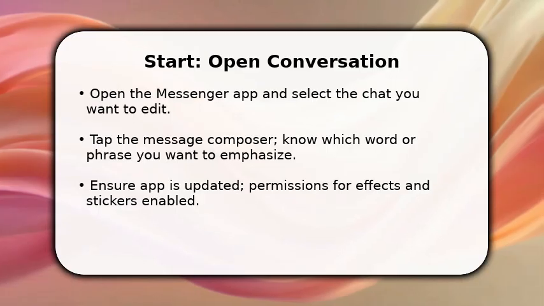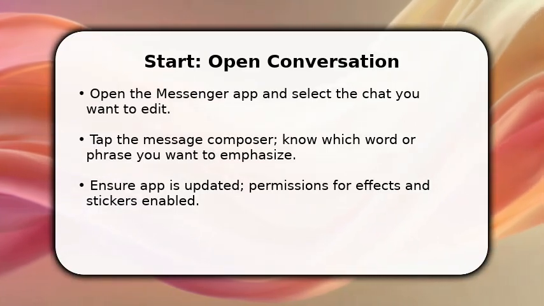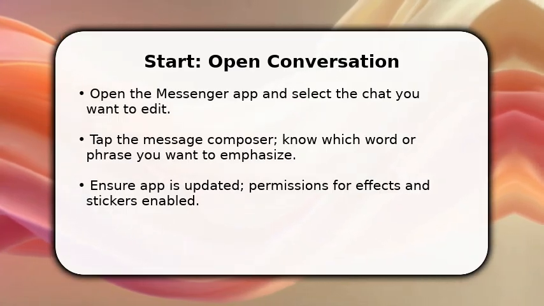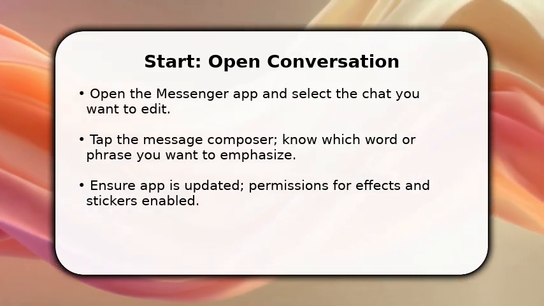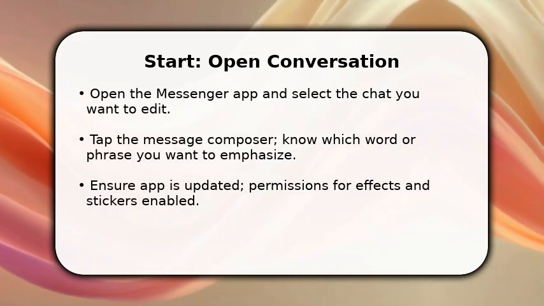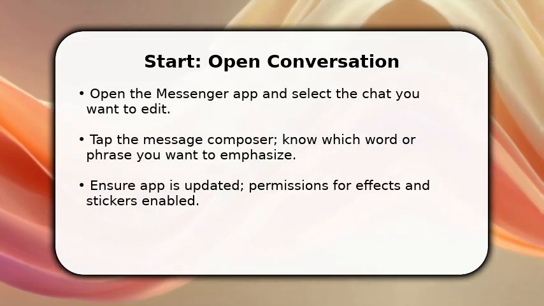You start by opening the exact conversation where you want a word effect. Tap the composer and type the message, focusing on the single word or short phrase to change. Once done, highlight or long press that word so the app shows formatting or effect options. This triggers the tools you need.